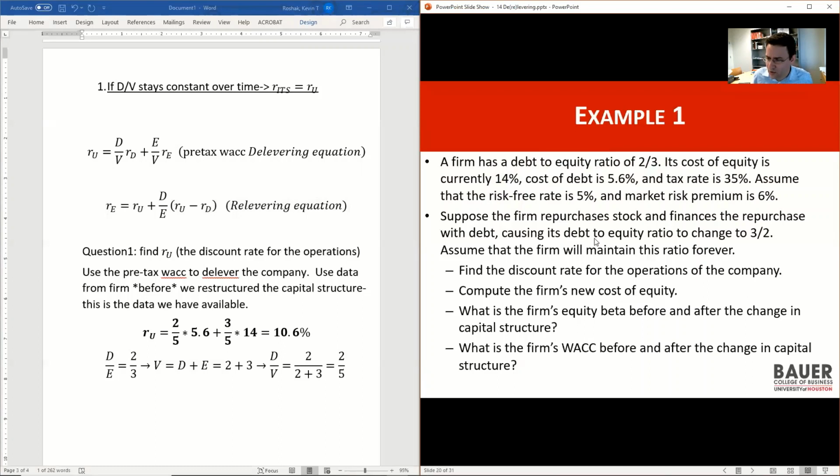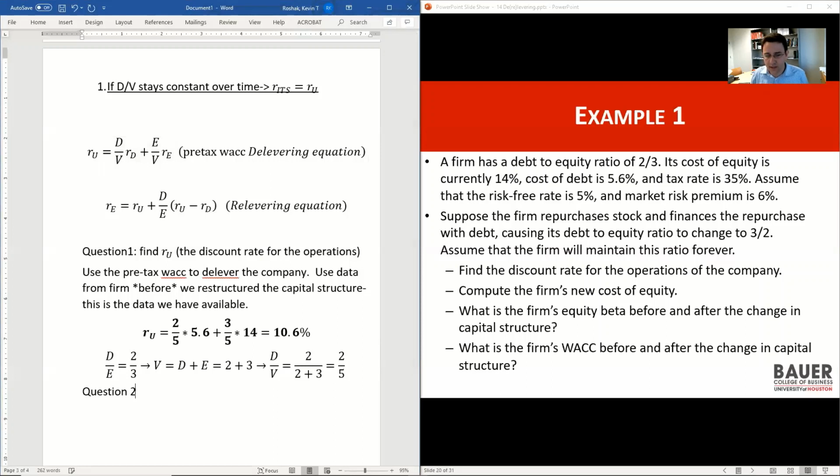If you tried to use the new debt to equity ratio, you're going to get stuck, because once the company changes its debt to equity ratio, it's also going to be changing its discount rate on the equity. And so you can't use that information now. To get at the assets, you have to use the previous capital structure. Okay. So that's question one.